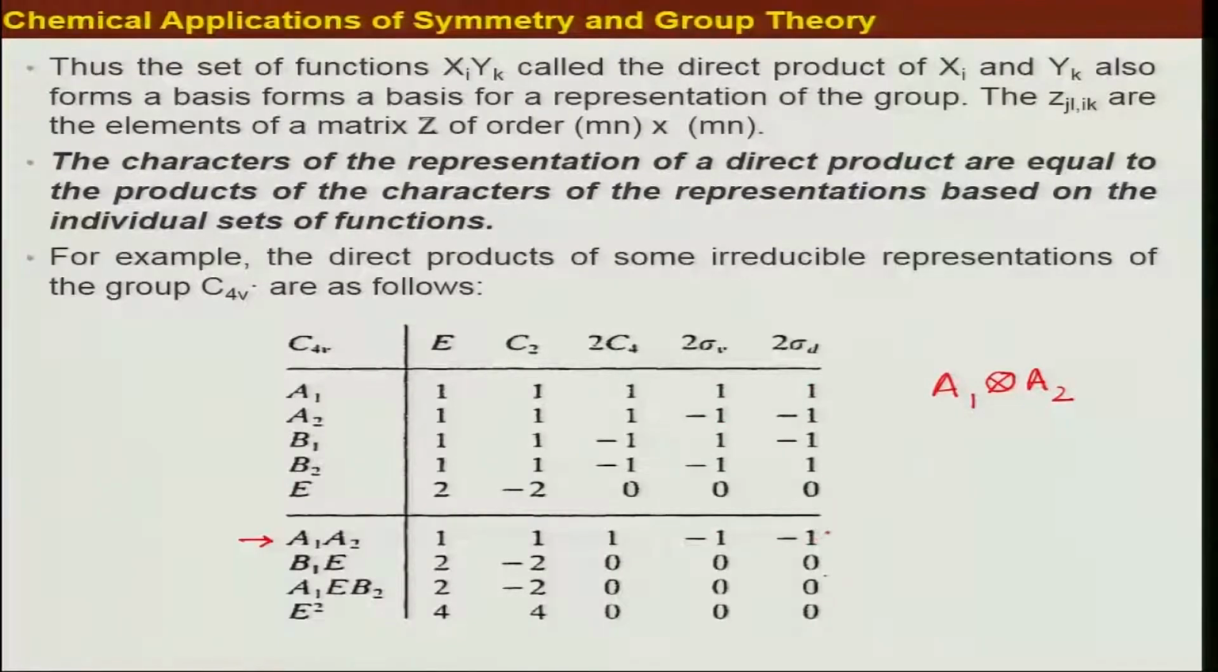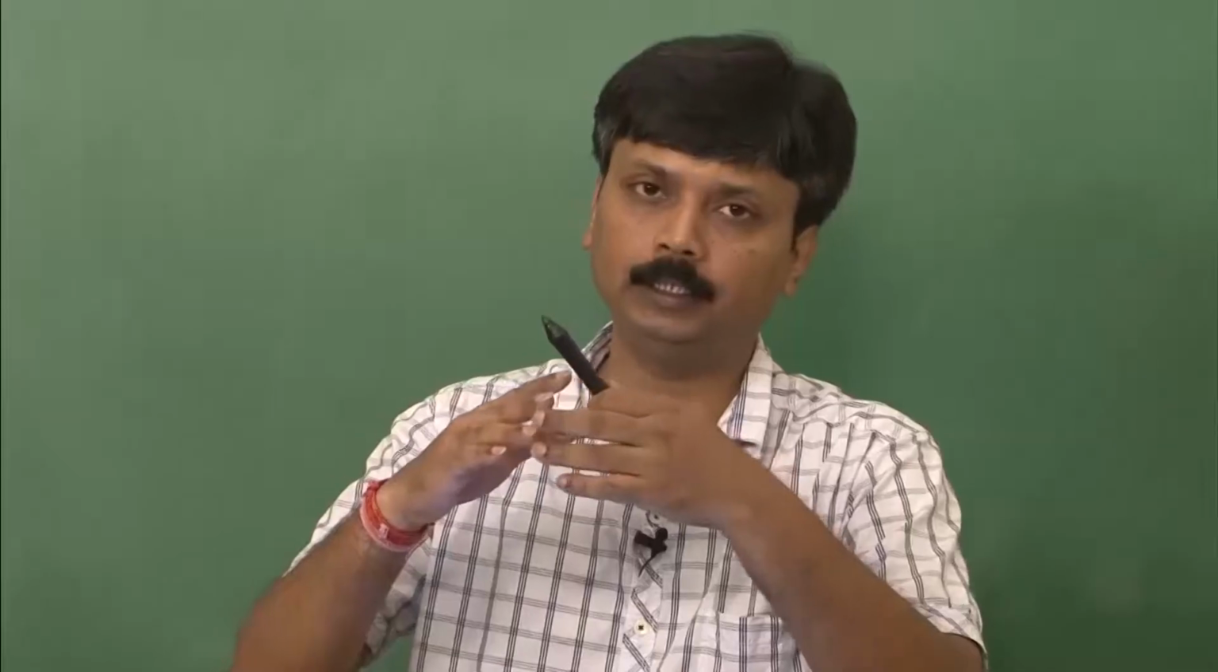1 gives minus 1. And if you have a direct product combining one particular irreducible representation and the E representation, then you get the corresponding direct product as given here, like B1 and E, the direct product gives you this representation. Now you can take any particular point group, find the character table, and then combine any two irreducible representations by taking the direct product of them.